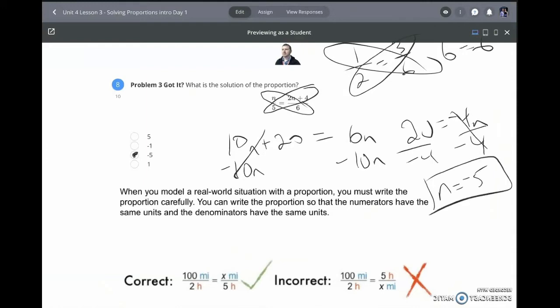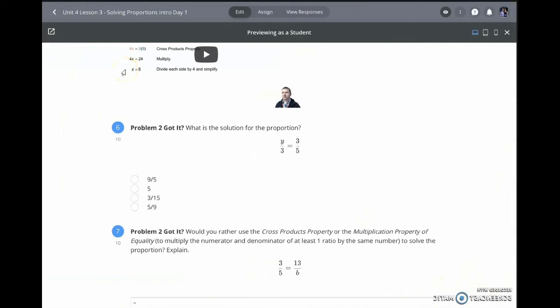And you can always check your answer. You can plug this in for n, get negative 5 over 5. Plug it in for n, get negative 6 over 6. And those are equivalent. Who had the question? So we're going to practice this cross product method here. I'm going to ask Leah to unmute and tell me what to do here.